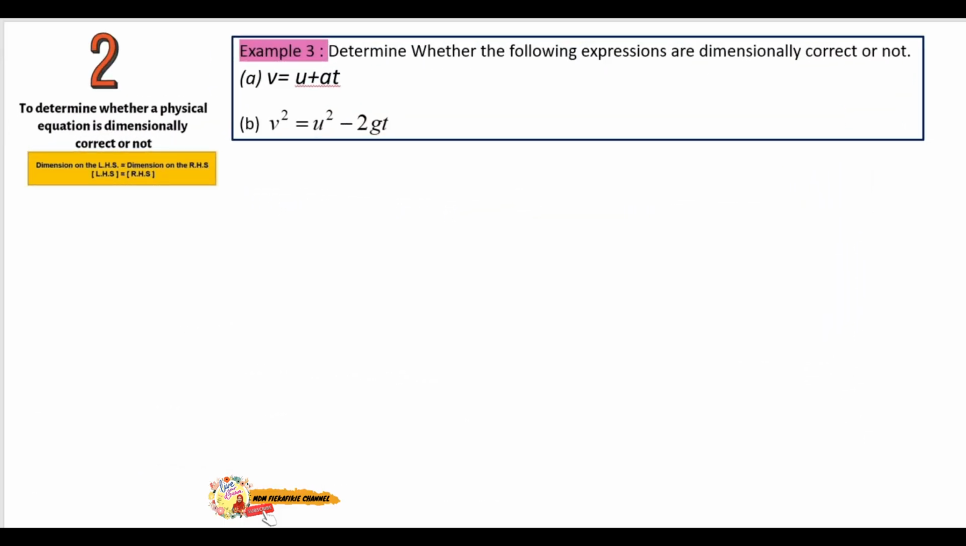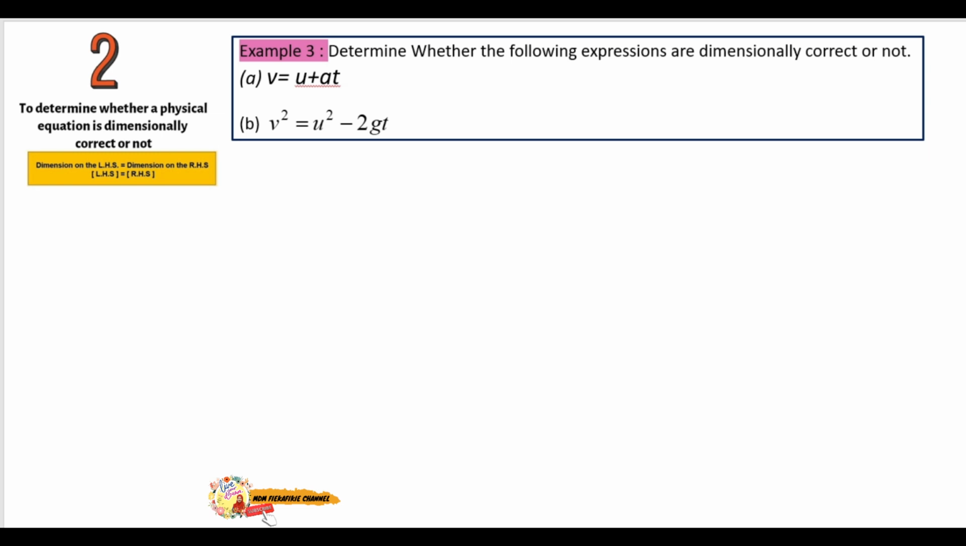The second use of dimensional analysis is to determine whether a physical equation is dimensionally correct or not. An equation that is dimensionally correct, we call homogeneous, and one that is not dimensionally correct is not homogeneous. The rule for an equation to be dimensionally correct is that the dimension on the left hand side should be equal to the dimension on the right hand side.